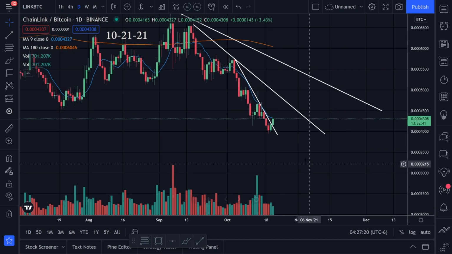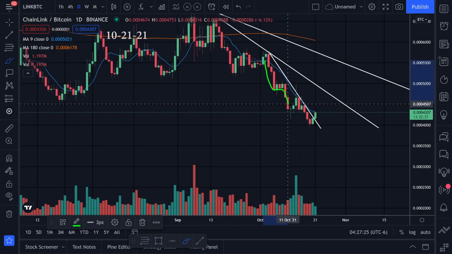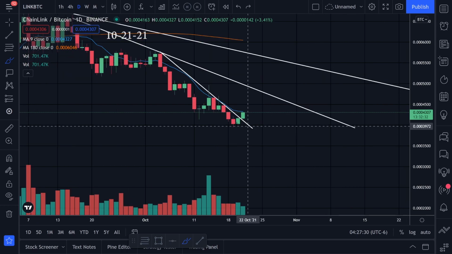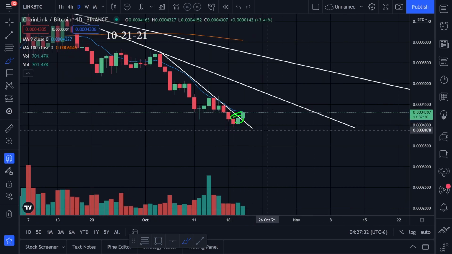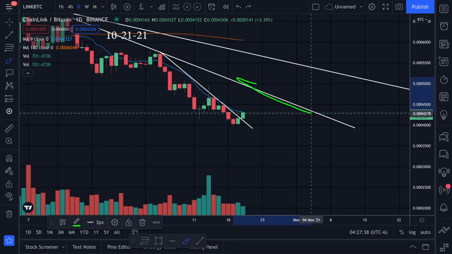So right now we're on the daily time frame of Chainlink to Bitcoin, and we have this other downtrend going something like this. It looks like we broke that downtrend going to the upside. This could be a good signal right here for Chainlink that it's possibly going to move up and maybe retest this trend line right here.